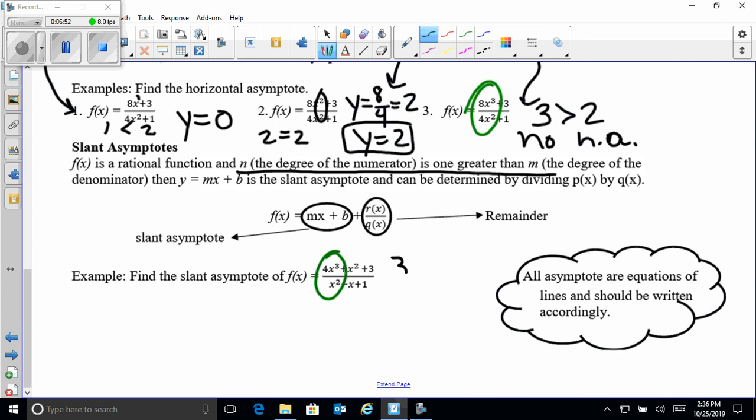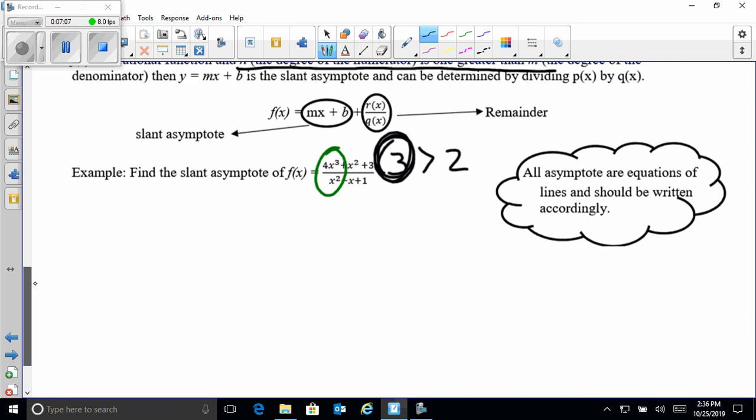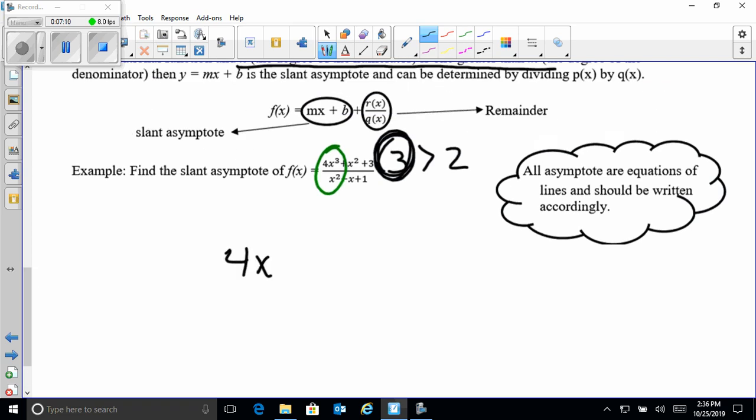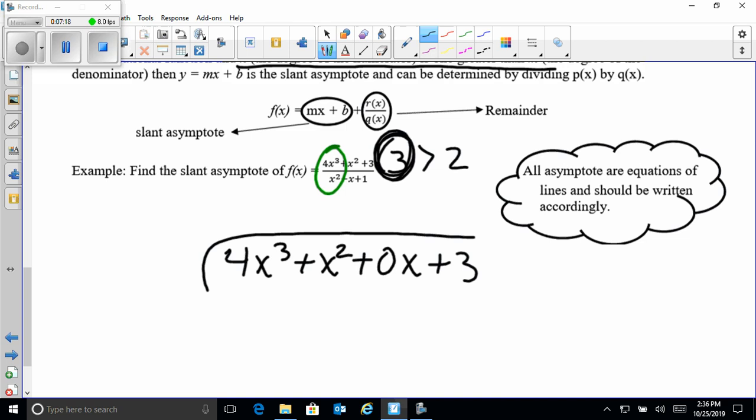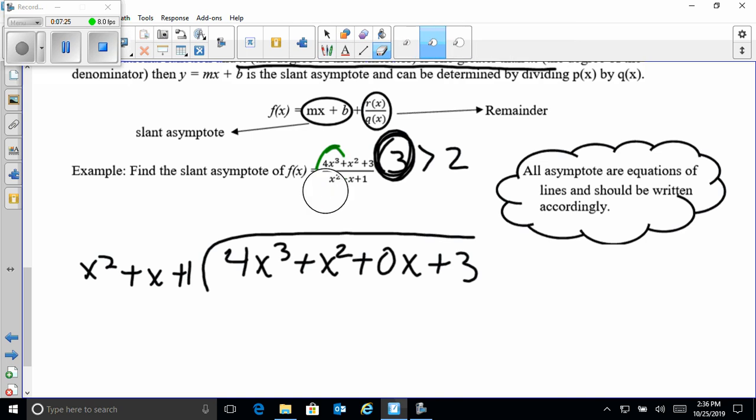Because the numerator is a power of 3, the denominator is a power of 2, and the numerator is 1 more than the denominator. Because 3 is 1 more than 2. So to find that asymptote, we need to divide 4x to the third plus x squared plus 0x plus 3, and we're dividing that by x squared plus x plus 1. That was a plus, right? Nope, it's a minus.